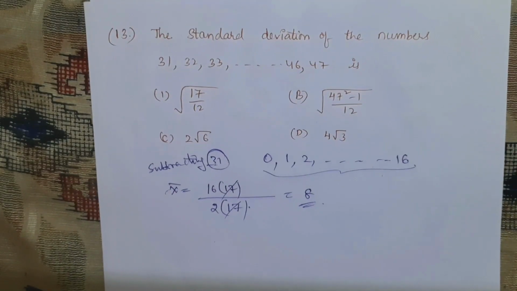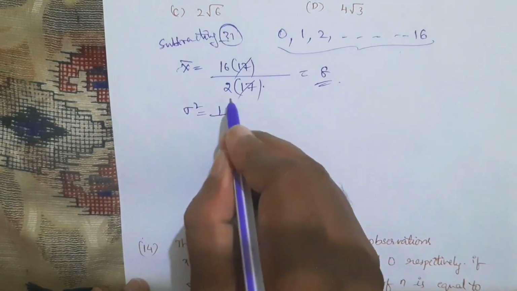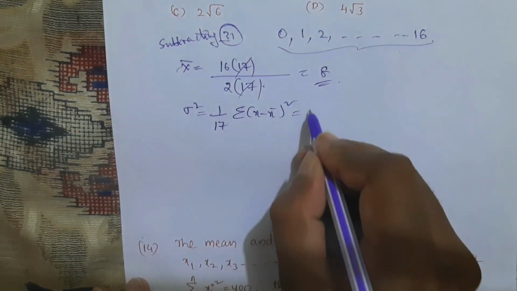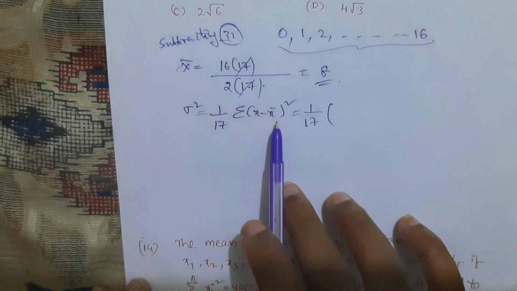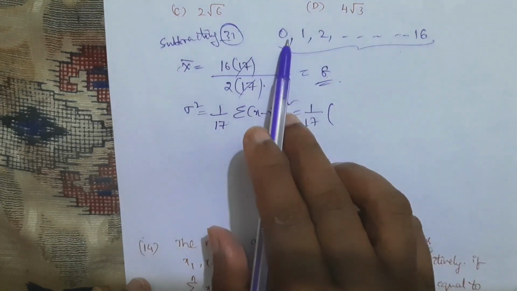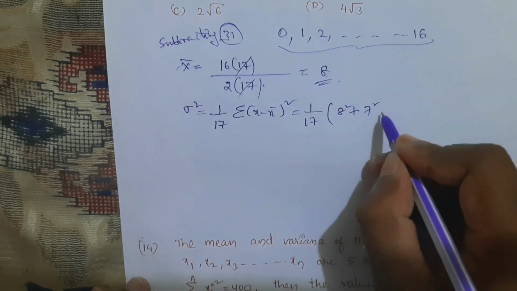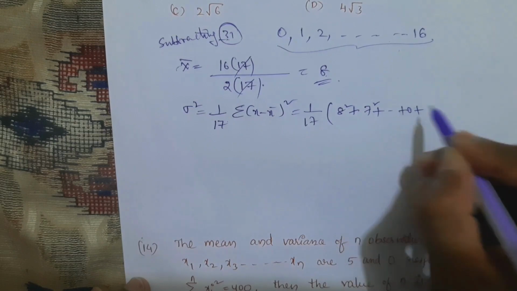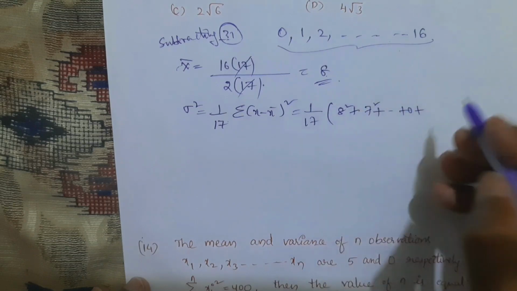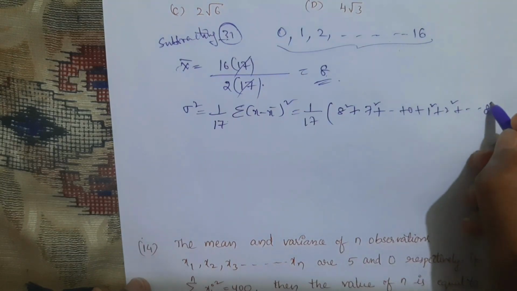Then as we need to find the standard deviation, first we need to find the variance. What is variance? Sigma square is equal to 1 by n, what is n? It is 17, sigma x minus x bar whole square. This is 1 by 17 into sigma x minus x bar whole square, that is the deviation we need to find. That means 8 minus 0, 8 square, plus 8 minus 1, 7 square, plus so on. We get 0 when it is 8 minus 8, and again for 9 it is 8 minus 9, 1 square, plus 2 square, plus so on, up to 16 minus 8, that is 8 square.